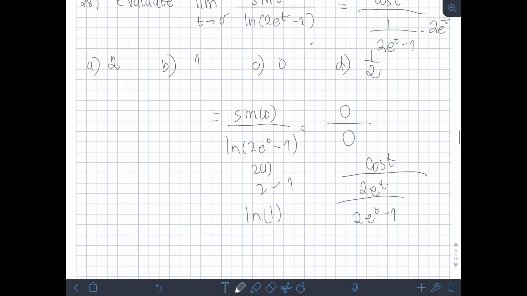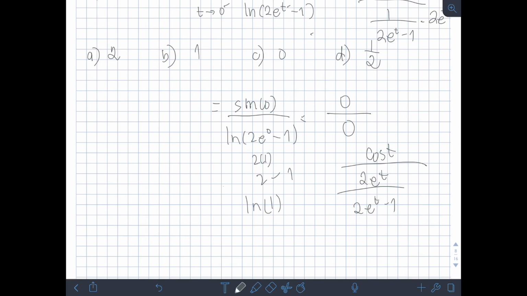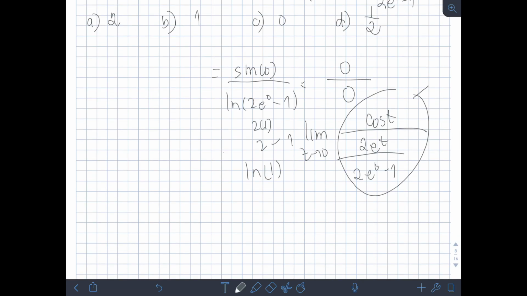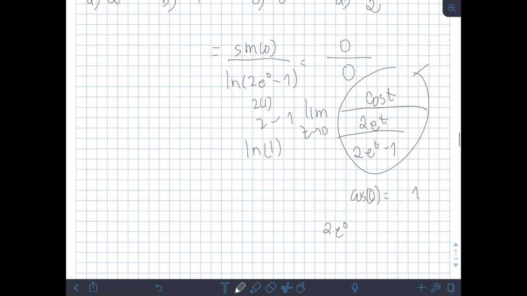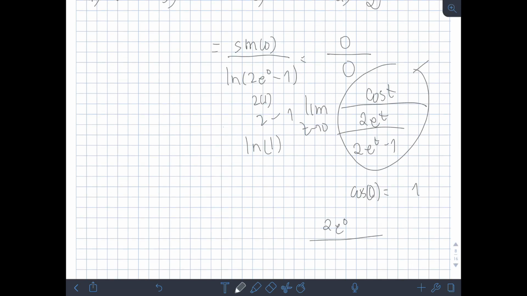So, therefore, we have cos t over 2e^t over 2e^t - 1. Then, tsaka natin evaluate isa-isa ulit. So, pag in-evaluate naman natin itong limit nito as t approaches 0, substitute ulit natin yung t na 0. So, sa cosine t muna, we have cosine 0 is equal to 1. Etong 2e^t, substitute natin yung t na 0, so we have over 2e^0 - 1. 2e^0 is 1, so times 1 lang over 2 times 1 ulit minus 1.